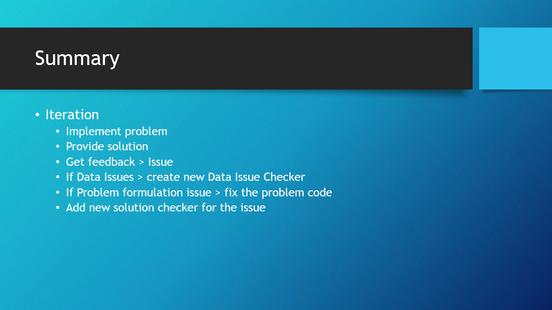And then you get feedback, and in most cases you will be told there are some issues. And then you have to figure out, okay, if it's a data issue, you want to create a data issue checker. Put that somewhere in your code, run that automatically before you run your optimization. And therefore you will immediately get feedback if something went wrong, and you can give them feedback if something changes in their data. Or if it's a problem formulation issue or a bug in your code, you just fix it. And then you want to add a new solution checker if you can for the issue they have provided.